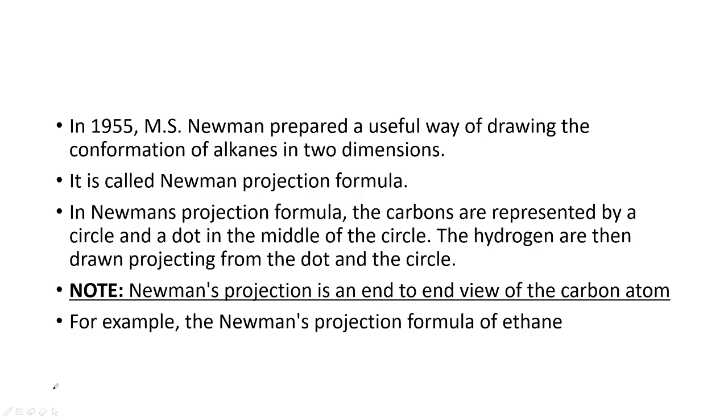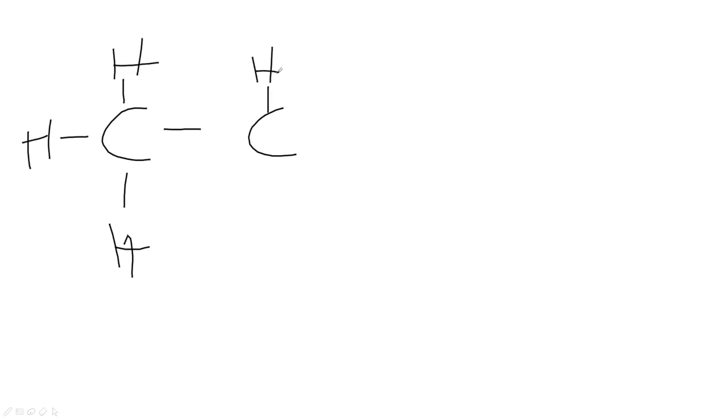For example, the Newman projection formula for ethane. Now, if I ask you to draw ethane, you're going to draw this, the C2H6 that we all know. This is the two-dimensional structure of ethane. But we all know that this is not how ethane is. If we see a model of ethane, it's a three-dimensional structure with one carbon overlapping the other carbon, joined by a sigma bond. That's what ethane looks like, but we can't represent it on a two-dimensional board. So M.S. Newman gave us a reasonable way to represent this. So let's go on.